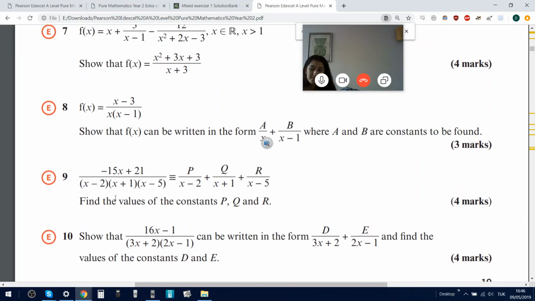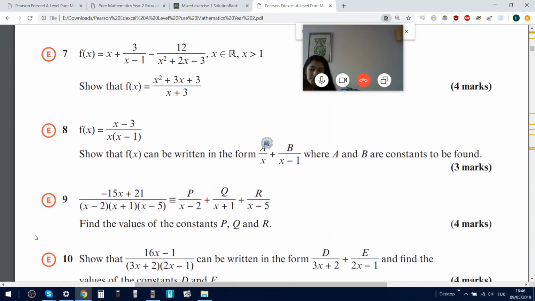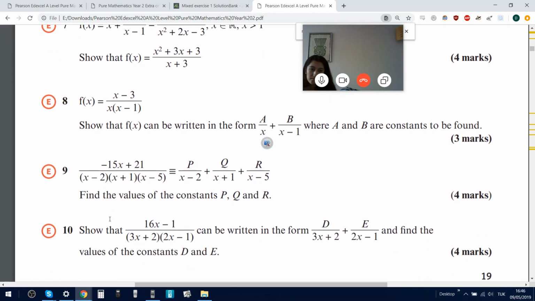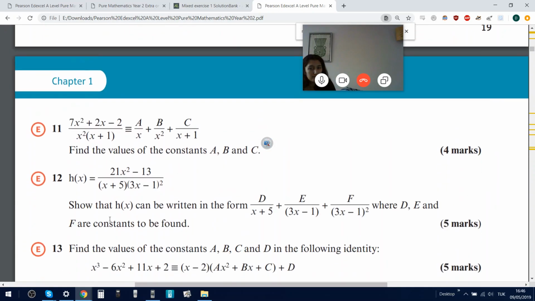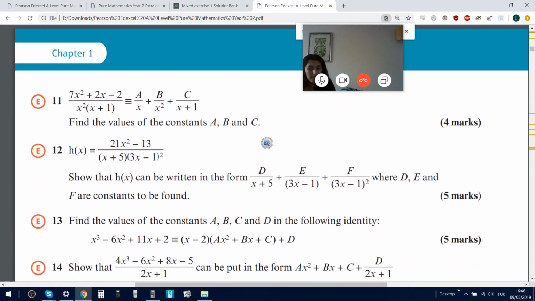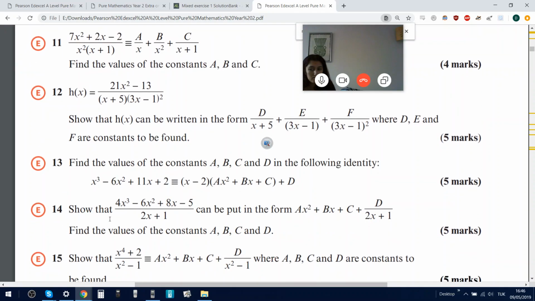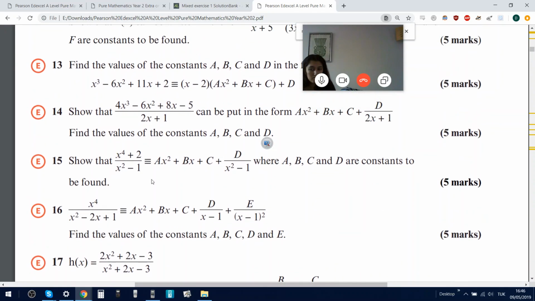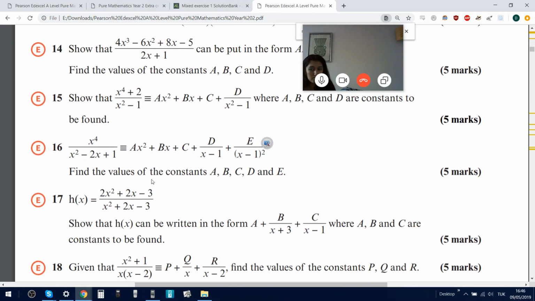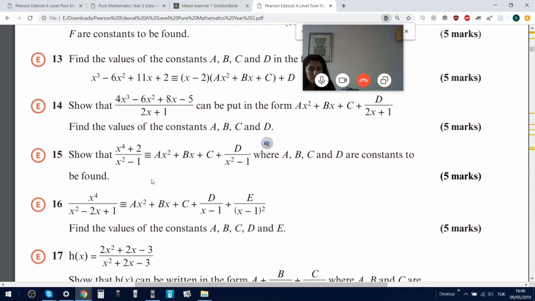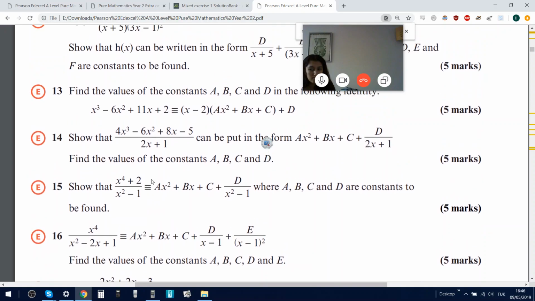This is partial fractions. How are you for those? Question 8. I can do partial fractions. Okay, so these are all partial fractions. Is there a trick with that one? There might be. Alright, you said you can do partial fractions. I'm happy. Yeah, they always tell you what form to put it in.